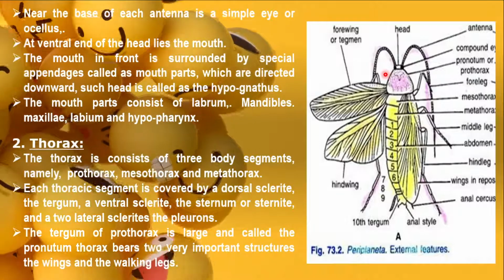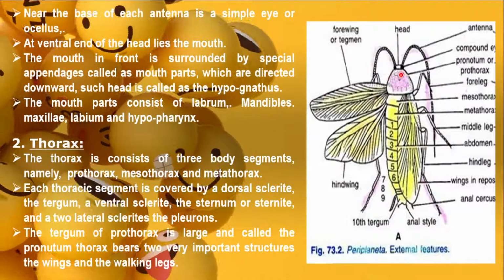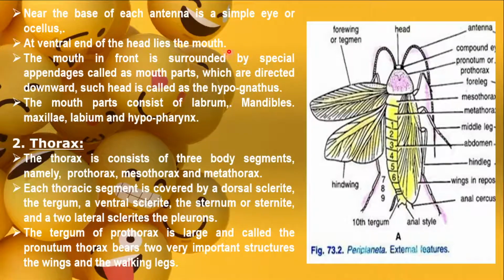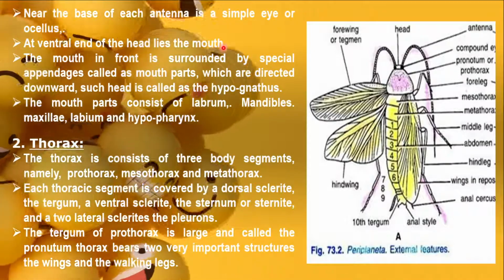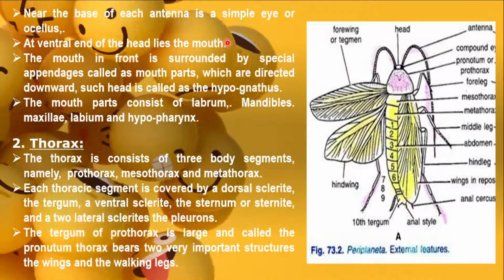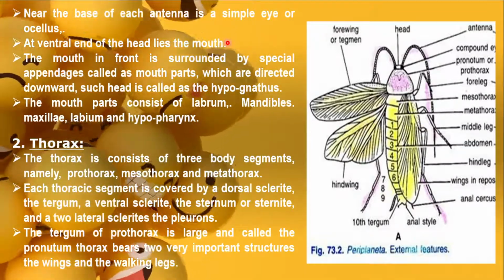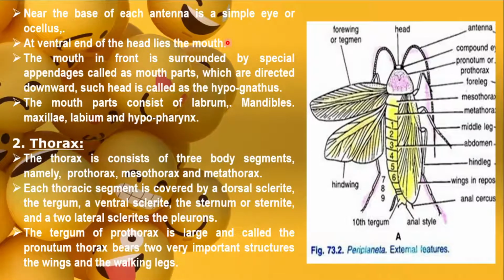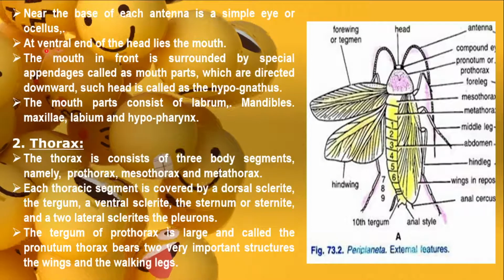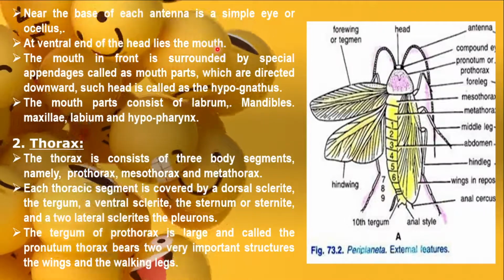At the ventral end of the head lies the mouth. The mouth parts we will explain in the next lecture, in the digestive system. The mouth parts are asked as a short note for 4 marks, so I will explain that in the next lecture when we start the digestive system. I have not mentioned it here.